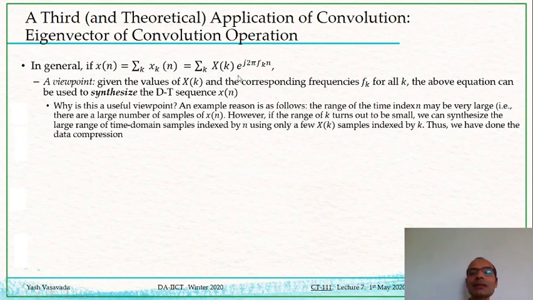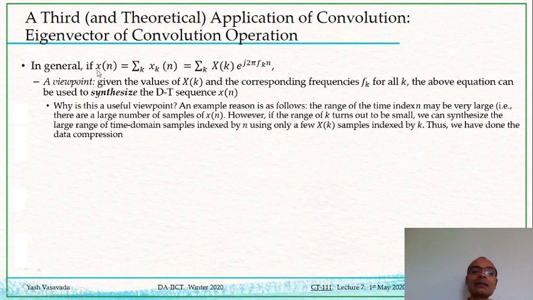In fact, this is quite an interesting equation, because what it tells us is that if all that we know is the values of capital X of k and f of k, then using this equation we can generate x of n. In other words, we can synthesize our time domain sequence x of n using capital X of k and f of k. So why is this useful?